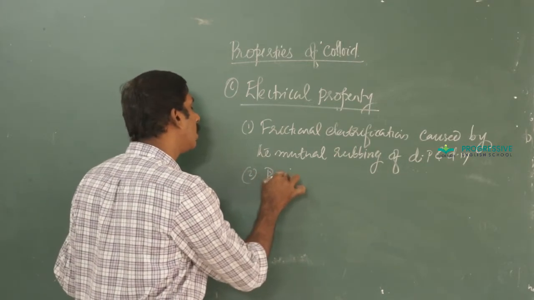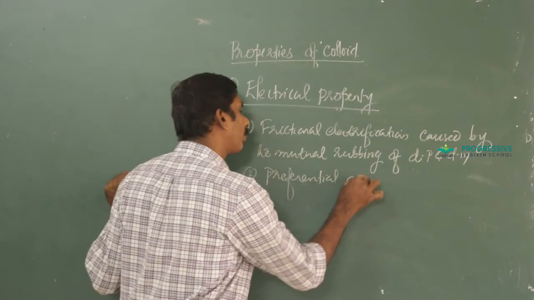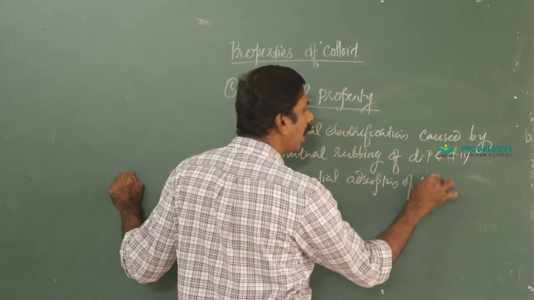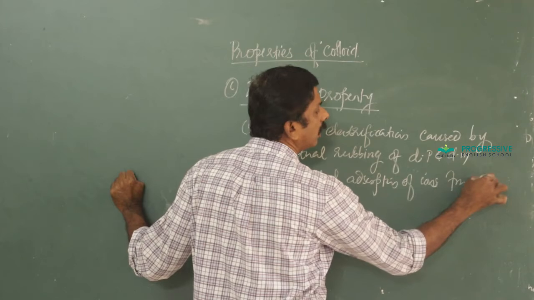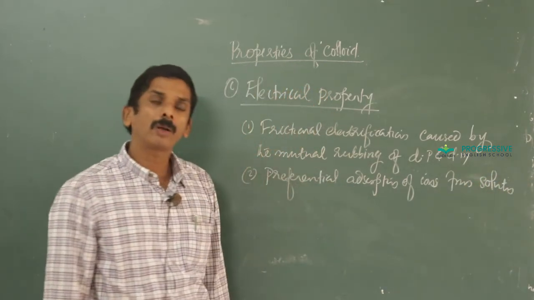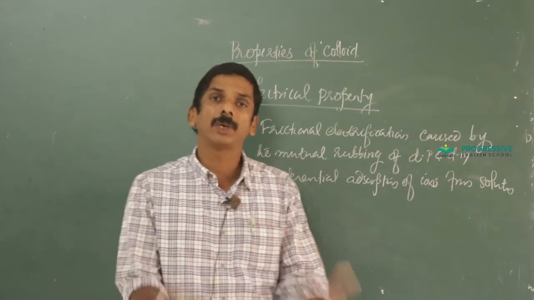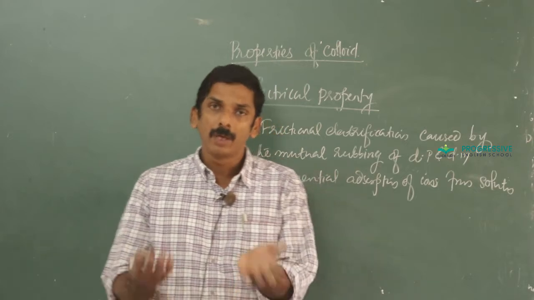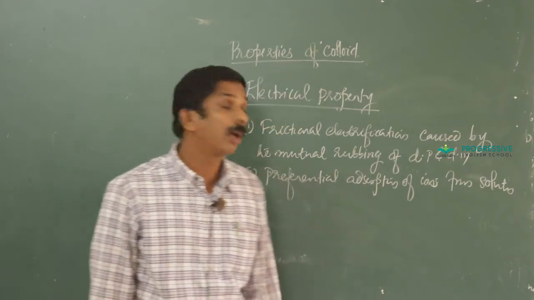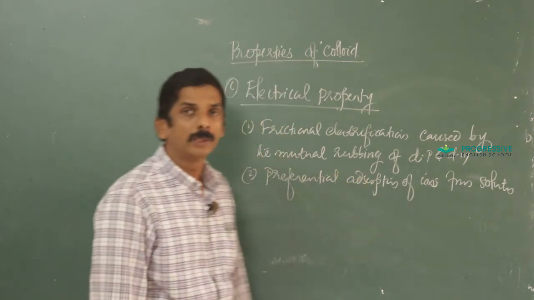Second method is the preferential adsorption of ions from solution. If a particular colloid mainly adsorbs positive ions, the charge becomes positive. At the same time, if they adsorb negative ions, charge of the colloid becomes negative. That is called a preferential adsorption of ions from solution.